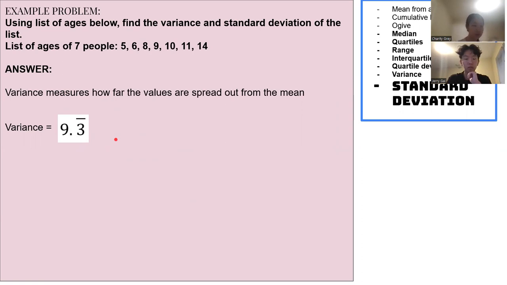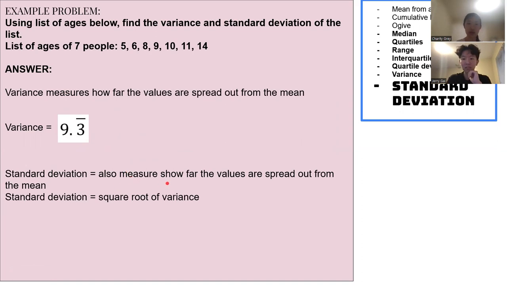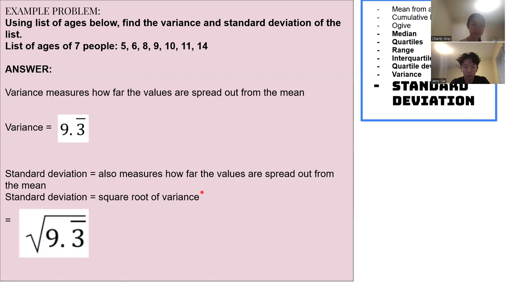Now we will be talking about standard deviation. Do you remember the definition of standard deviation? Standard deviation also measures how far the values are spread out from the mean. And the standard deviation is actually really simple once you have the variance. The standard deviation is only the square root of the variance. Pause the video now to figure out the question. Excellent. So this is your final answer, the square root of 9.3 bar.